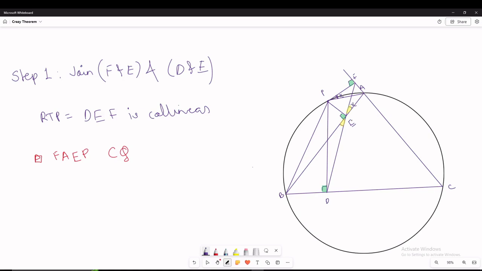Okay. Now that I have said, we will notice some more cyclic quadrilaterals like APBC. APBC is also a cyclic quadrilateral because it lies on the circumcircle of triangle ABC, by which we can also say that angle BPA is equal to angle, no, not equal to, is supplementary to angle ACB. Like this we need to write.